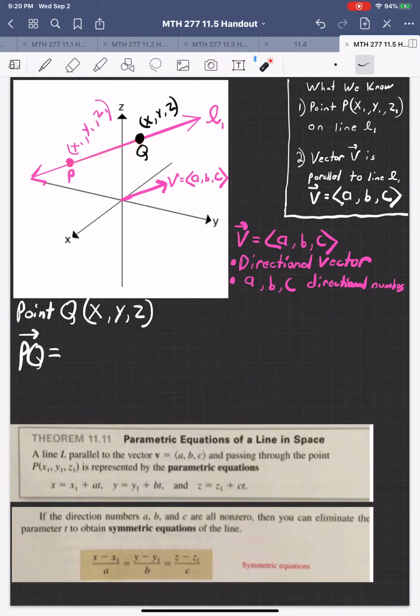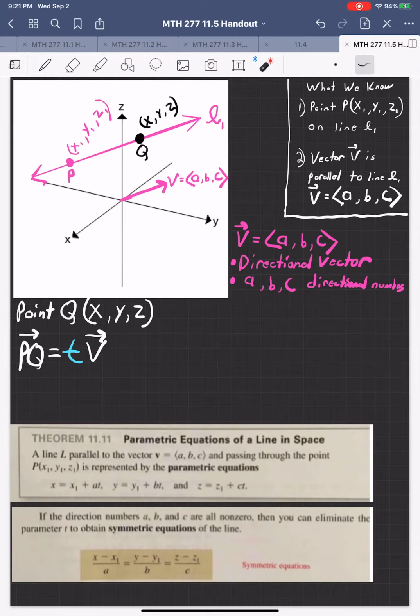So here's the statement I'm about to make to you, right? Ready? There's some number, I'm going to call it T, because I don't know what it is. There's some number that if I multiply that by V, it will equal P to Q. So P to Q must equal here's that T, V. All right. Almost there.